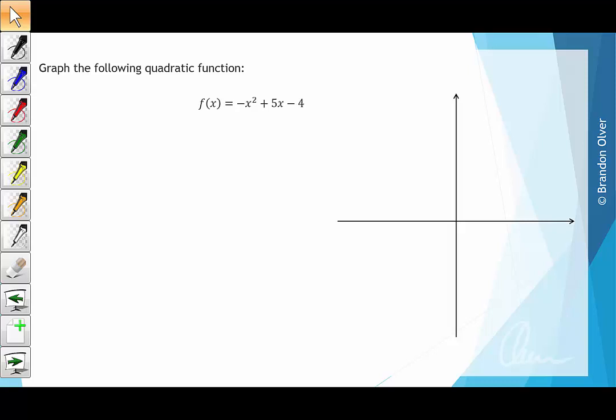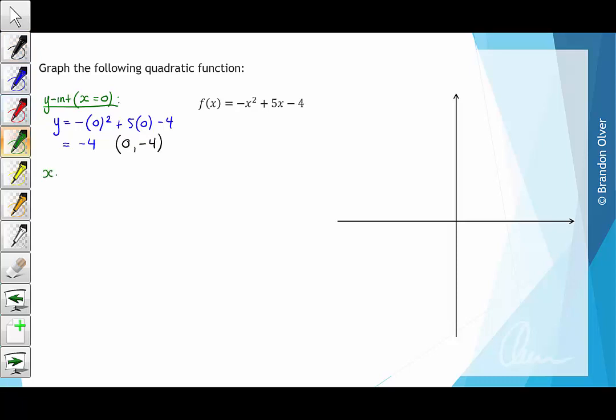In this example, we're going to graph the quadratic f of x equals negative x squared plus 5x minus 4. And while it's in the polynomial form of a quadratic equation, we can easily determine the y-intercept by letting x equal 0. So in this case, y, or f of x, is going to be negative 0 squared plus 5 times 0 minus 4. And that will be 0 plus 0 minus 4, which equals negative 4. So the coordinate is going to be (0, negative 4).